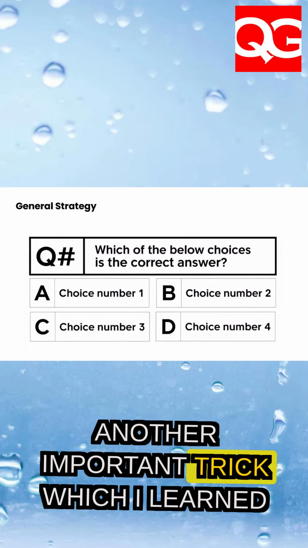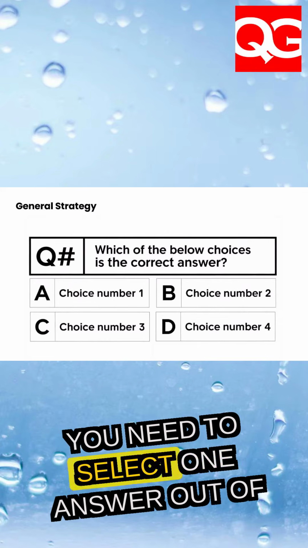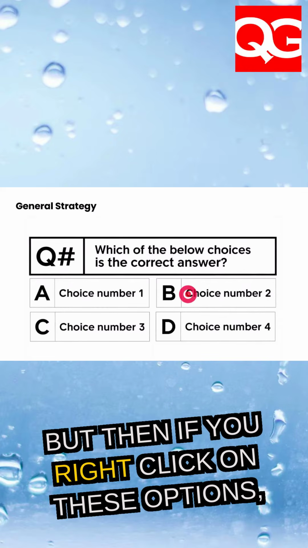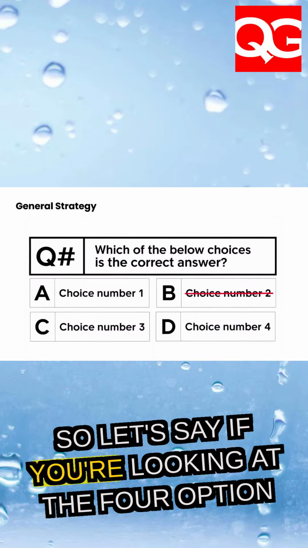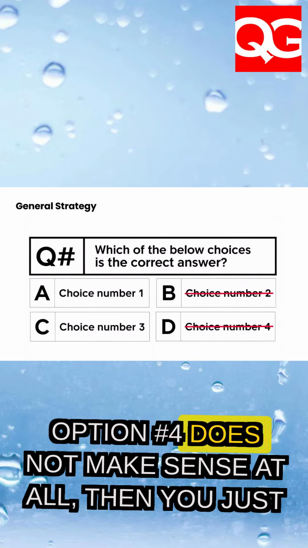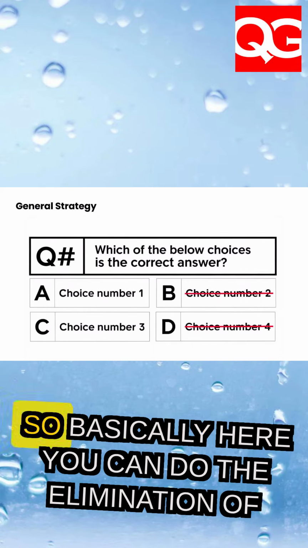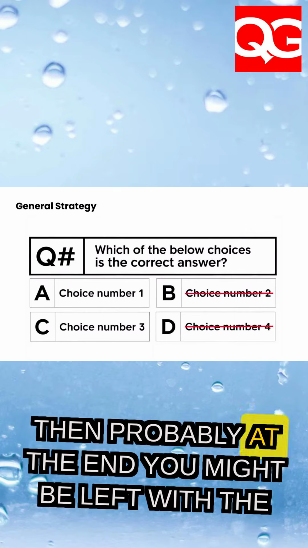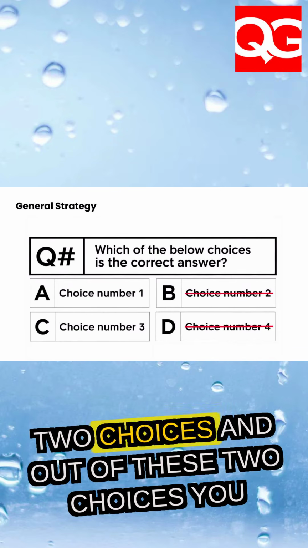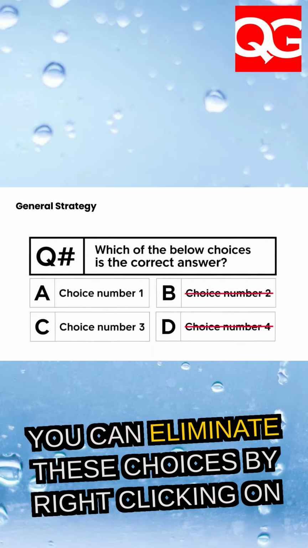Another important trick which I learned recently: when you're taking the ASQ exam, you need to select one answer out of four. But if you right click on these options, that strikes out that option. So let's say if you're looking at the four options and option number four does not make sense at all, then you just right click, and this will strike it out. So basically here you can eliminate some of those options. Then probably at the end you might be left with two choices, and out of these two choices you might want to select the right answer. But then you can eliminate these choices by right clicking on them.